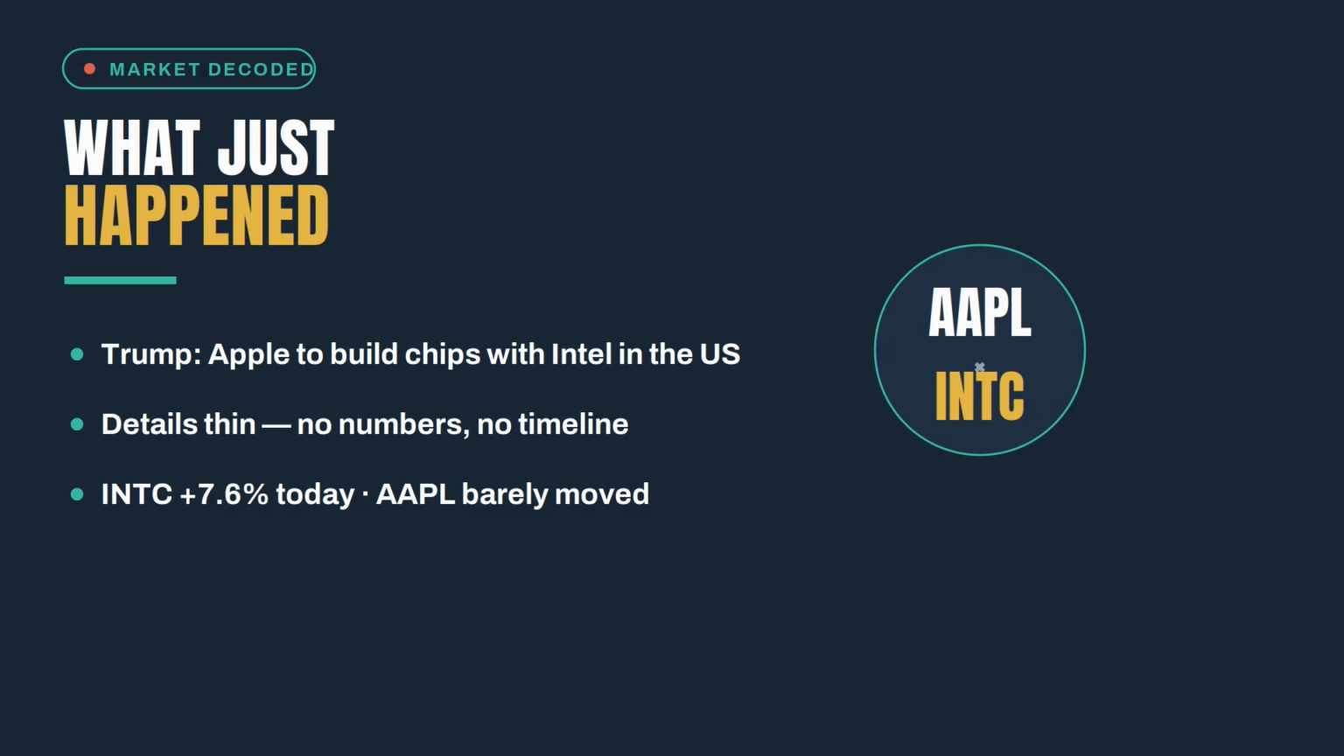First, the why. Earlier today, President Trump announced that Apple will work with Intel to design and build chips in the United States. The details were thin, no firm numbers, no timeline, but the market reacted instantly. Intel popped more than 7%, while Apple barely moved. That gap between the two reactions is a lesson all on its own, but today, our focus is the chart pattern that everyone is suddenly pointing at.